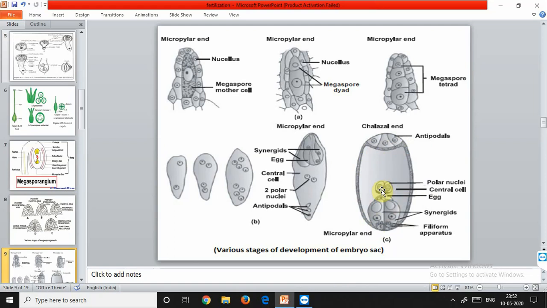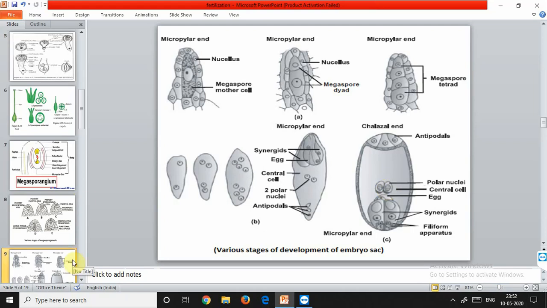So the mature female gametophyte consists of 8 nuclei but only 7 cells. Why only 7 cells? Because there is one egg cell, 2 synergids, 3 antipodal cells, and one remaining cell in which the 2 polar nuclei are present, or the secondary nucleus. So this central cell is only one cell, but it contains 2 nuclei. That's why we call it the 8 nuclei as well as 7 cell condition.